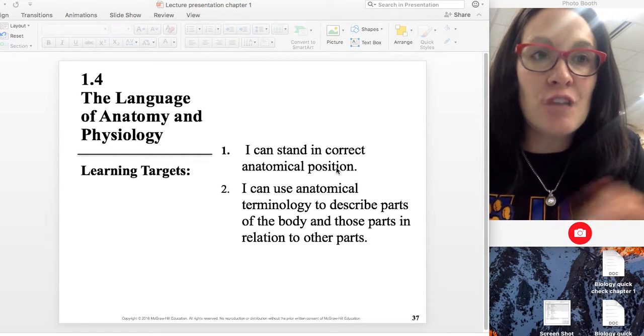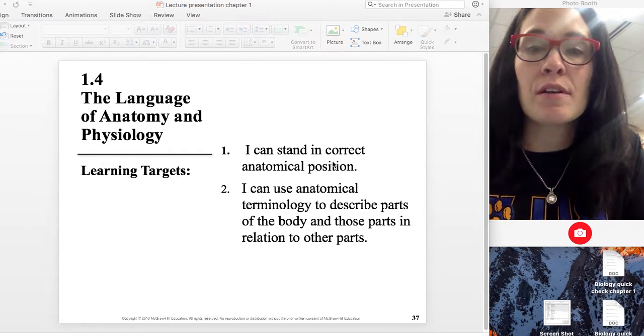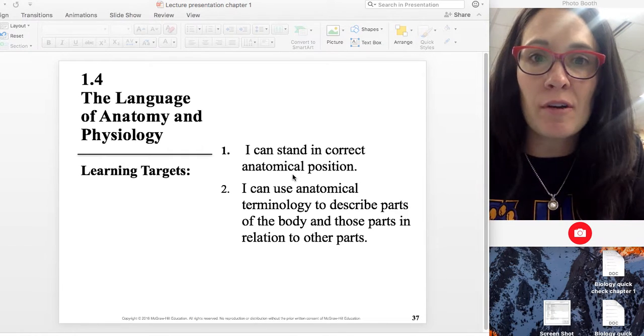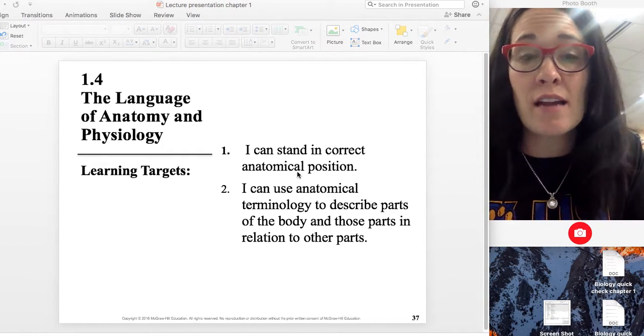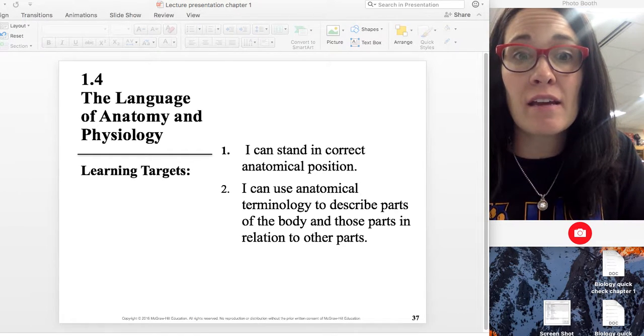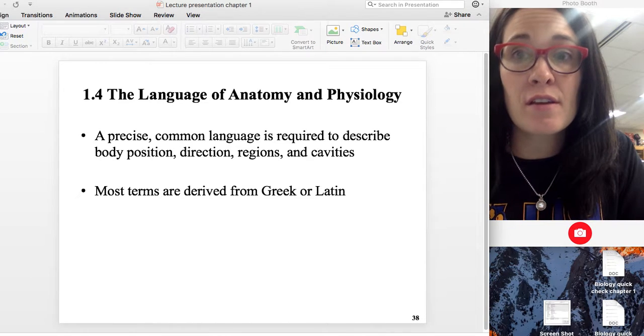Okay, so this is chapter 1 and this is part 2. Anatomy physiology. We're going to talk about the correct anatomical position and using anatomical terminology to describe parts of the body and those parts in relation to the others.